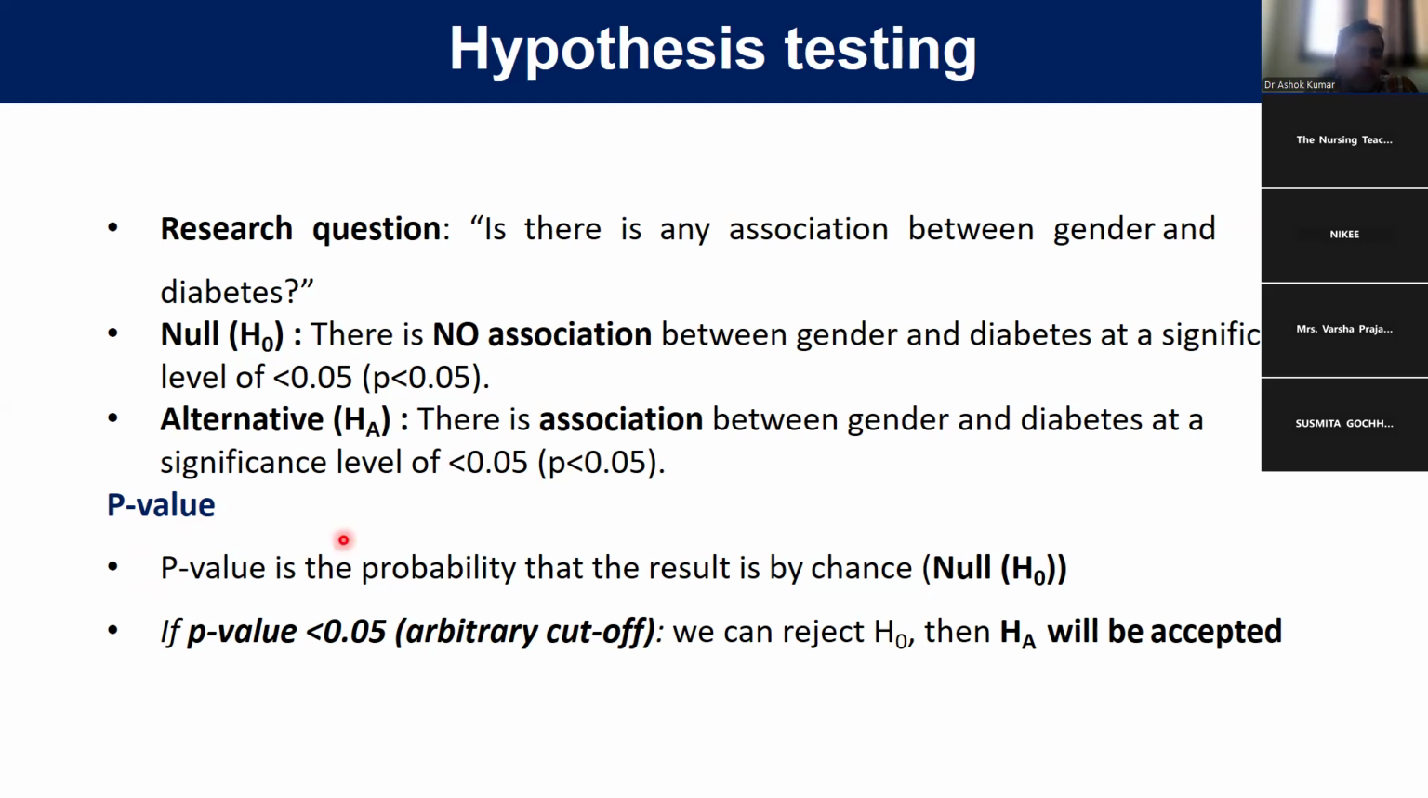And what is the p-value? The p-value is the probability that the result is by chance, and it tells us about the null hypothesis. So if this p-value is less than 0.05, we can reject the null hypothesis and accept the alternate hypothesis in this scenario. So this is an example of hypothesis testing.